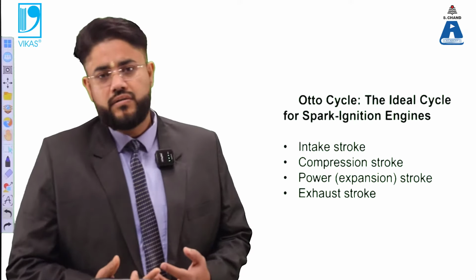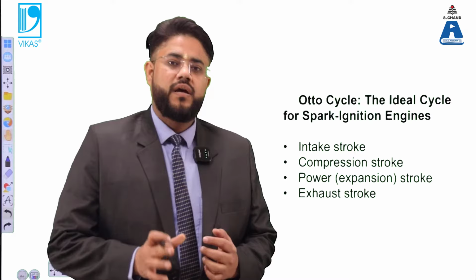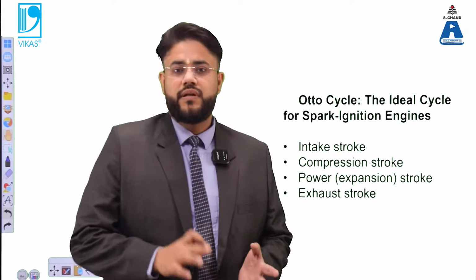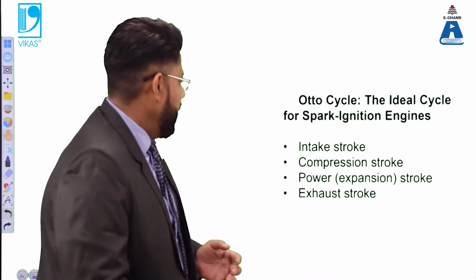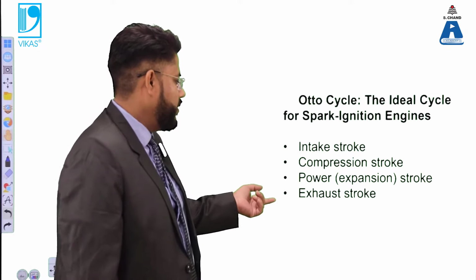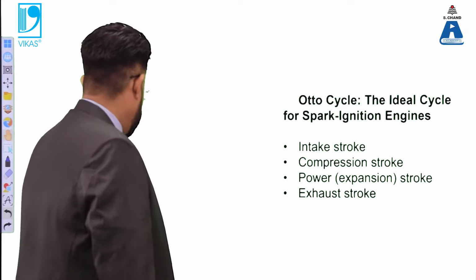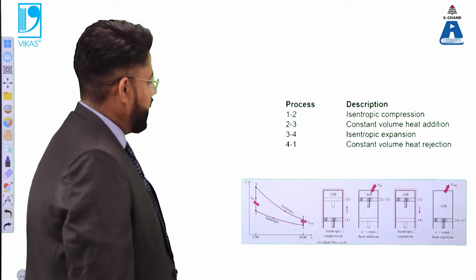As you know, the Otto cycle is known as the spark ignition cycle, and it is related to the petrol engine. And it has four strokes: intake stroke, compression, power, and exhaust strokes. So we'll be learning about these concepts with this diagram.